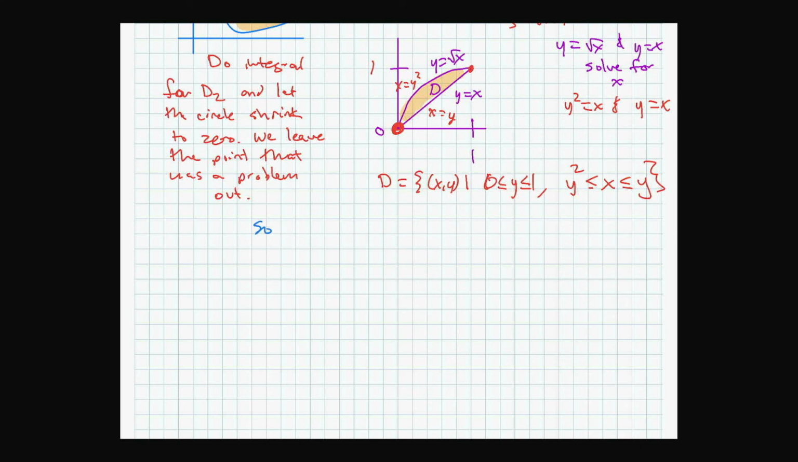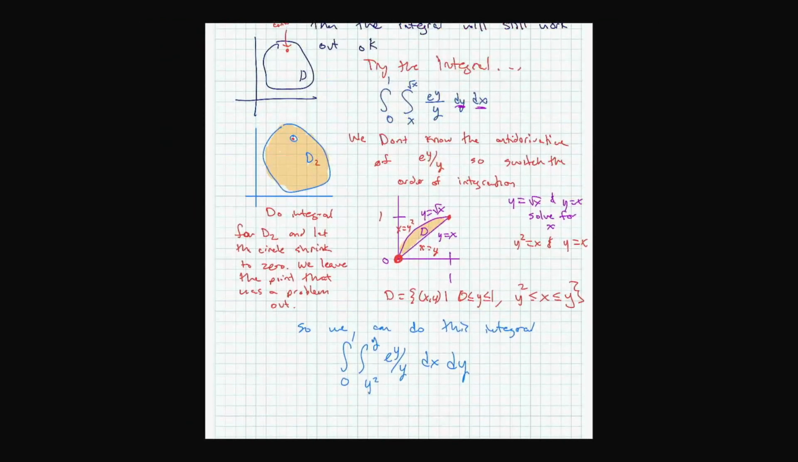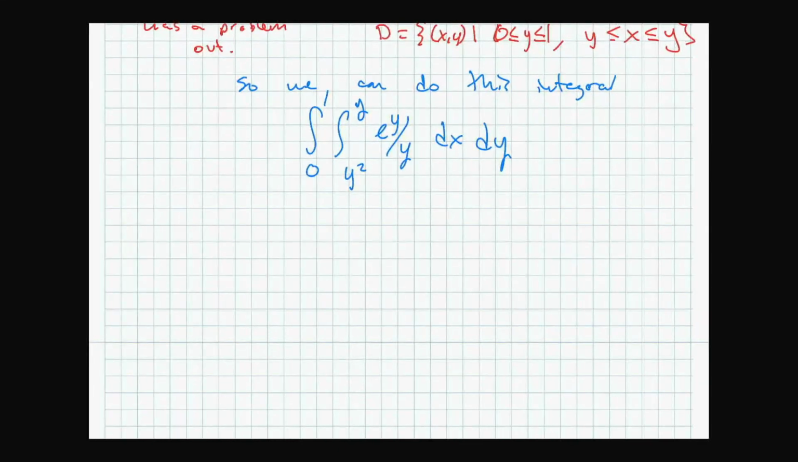This integral is still e to the y over y, right? We didn't change that. But now we're going to do the y integral second and the x integral first, which is y squared for the bottom curve, y for the top curve. And that's an x integral and then a y integral. So we switched the order of integration from dy dx to dx dy. And why did that help us? Well, let's find out, right? We're going to actually do this integral then.